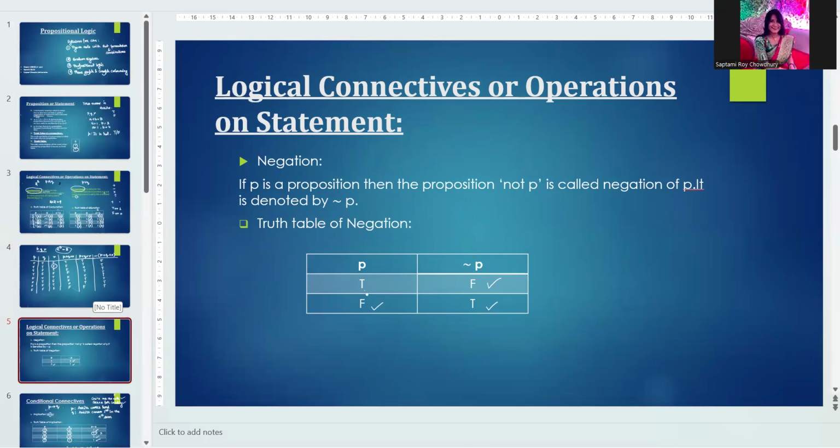Next is the negation operator, or negation connective, on a statement. Negation means if P is true, then not P is false. If it is false, then it is true. Simple, like the NOT gate. Okay, not P.